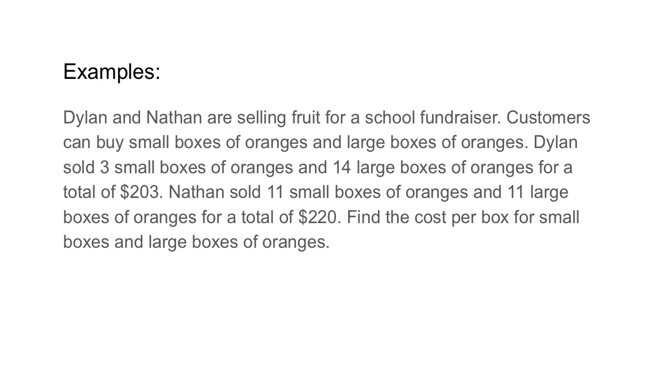We can walk through a couple more together. This one asks us to find cost per box for small and large oranges. So I'm going to have x for small, y for large. Now this one is a lot like the last one that we did because we've got 2 different people, so we're going to write 2 equations to represent each of those people. I'll write one equation for Dylan using his total, and then a second equation for Nathan using his total.